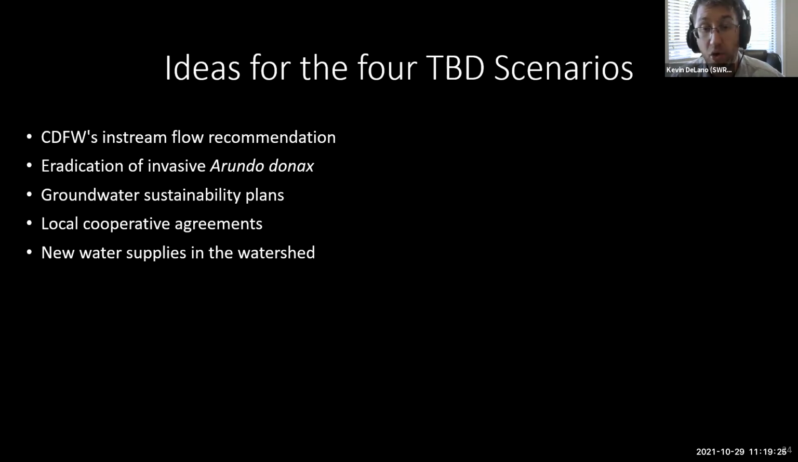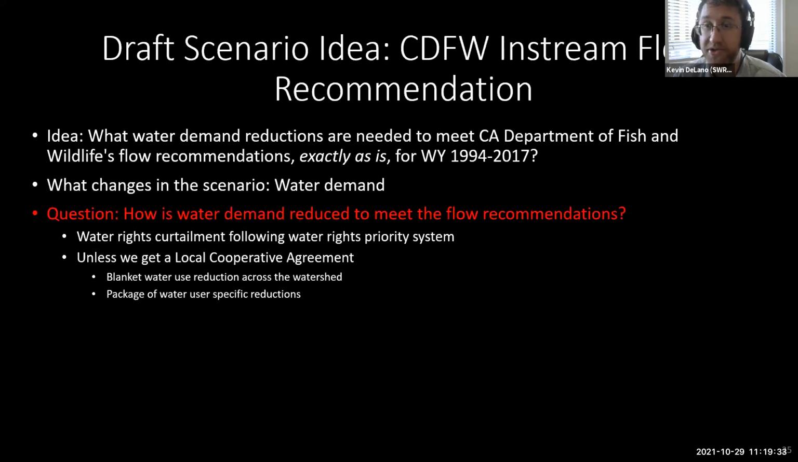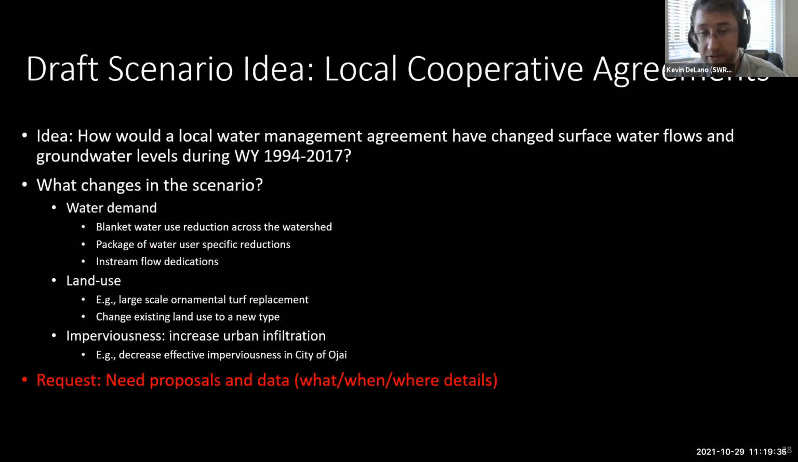The local cooperative agreement scenario is one we're particularly excited about running. This is one where we want to simulate a local cooperative solution and how that would change surface water flows and groundwater levels. And this one we need proposals on what changes in the scenario. So how is water demand changed? Are there in-stream flow dedications?